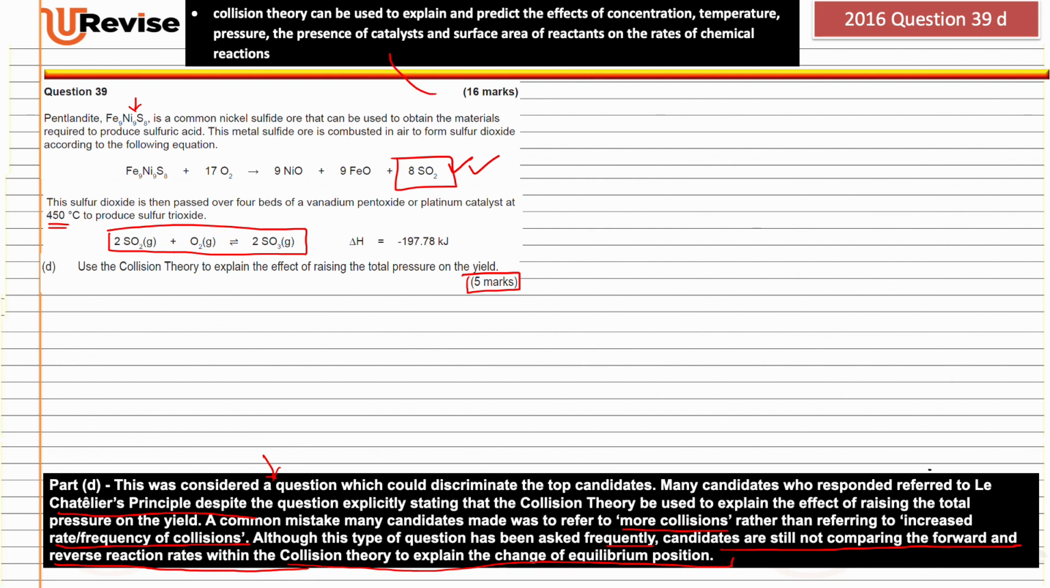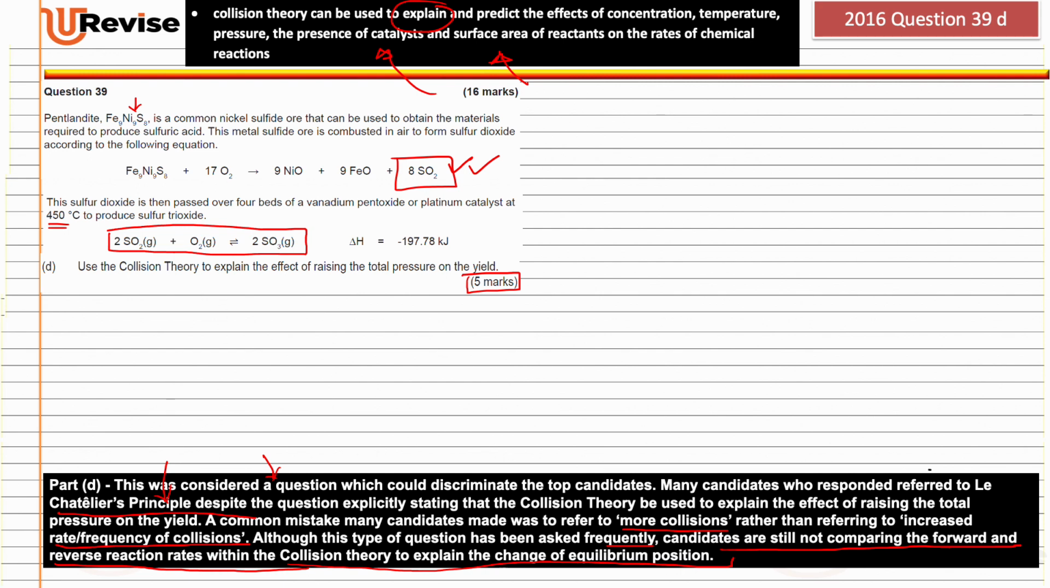The syllabus point where this question came from is right here at the top. It reads, collision theory can be used to explain and predict the effects of concentration, temperature, pressure, the presence of catalyst and surface area of reactants on the rate of chemical reactions. So basically that's the syllabus point. So we can use the collision theory to explain. But Le Chatelier's principle is used just to predict the direction of equilibrium, the possible path the system will take when a change has been imposed on that system, which is what the examiner is saying here.